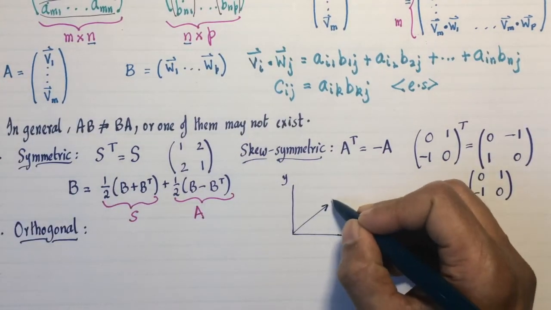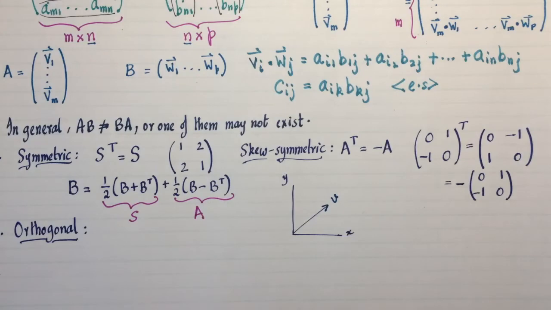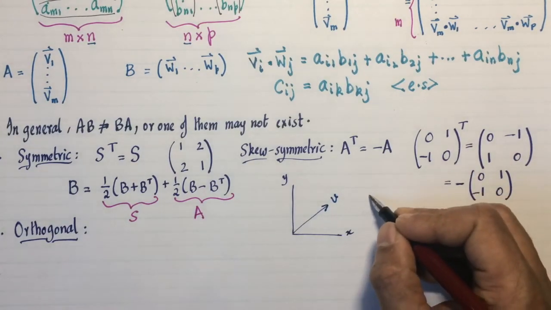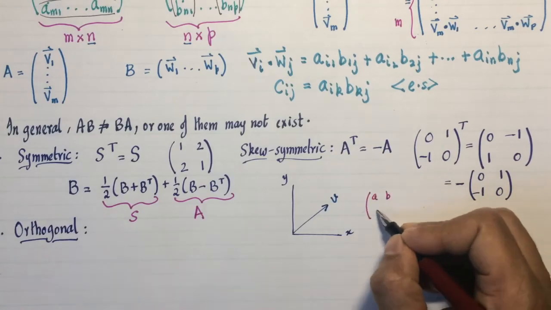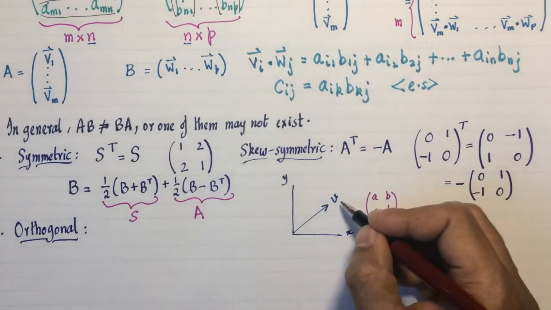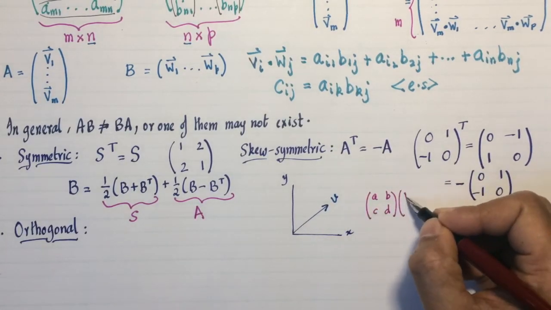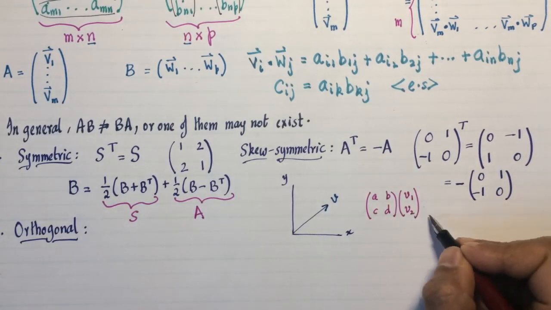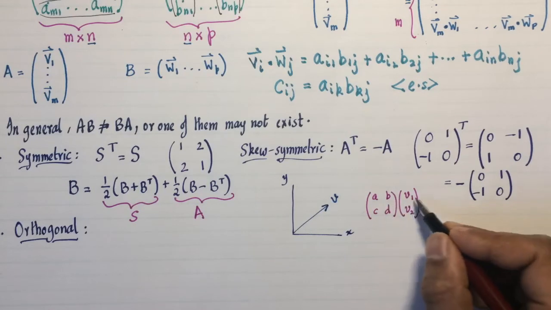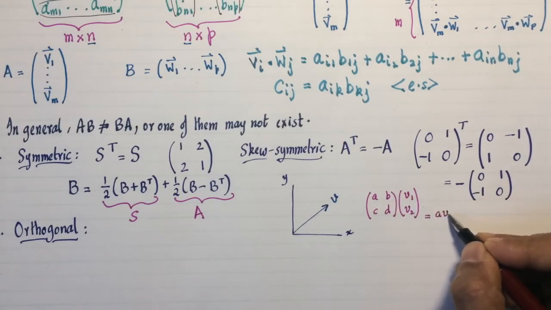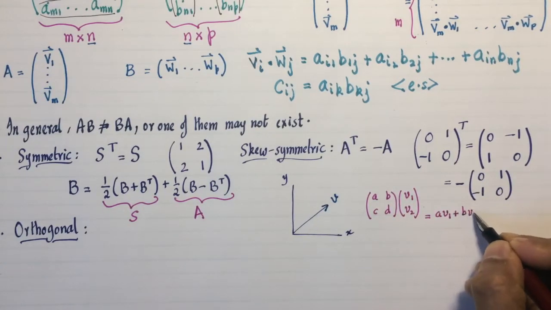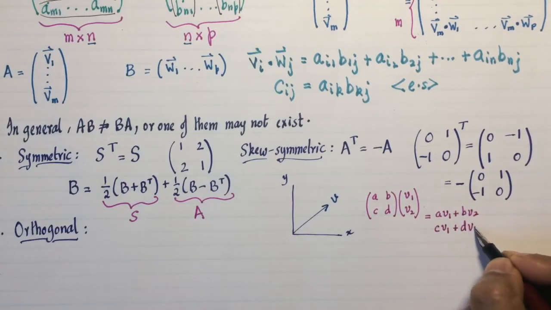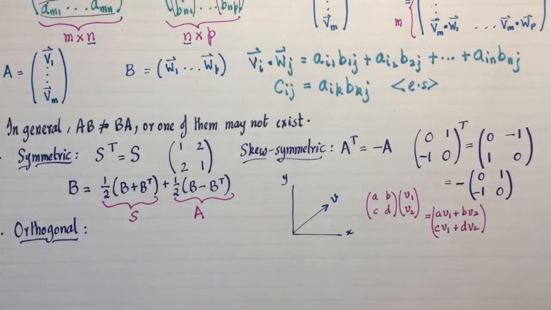If I multiply this vector by a matrix, so if I take some arbitrary matrix, A, B, C, D, let's say, and let's say this vector has got x and y components. I'll call the x component v1 and the y component v2. Then this is going to give me a new vector, and the new vector is given by a v1 plus b v2 and c v1 plus d v2. So that's the new vector.